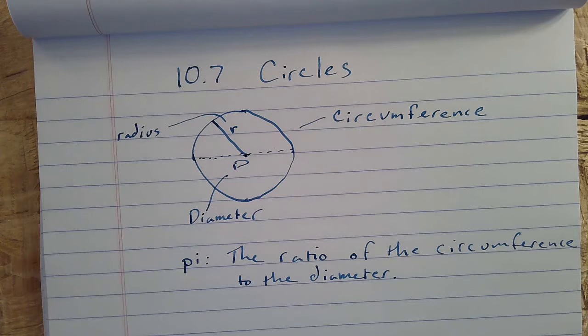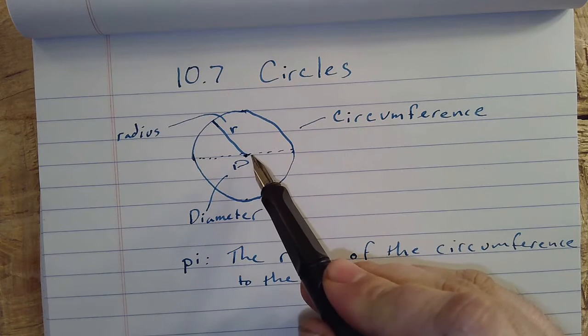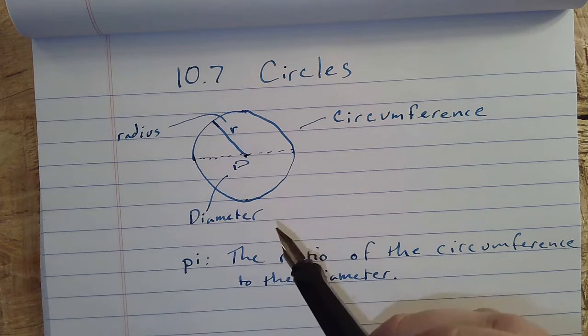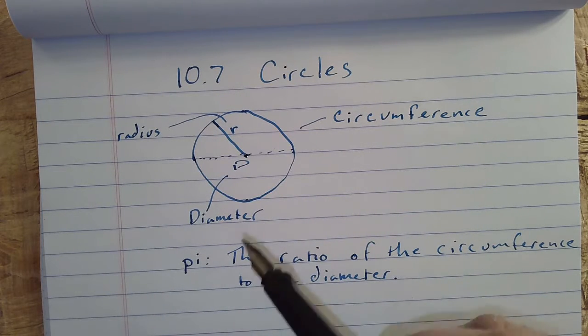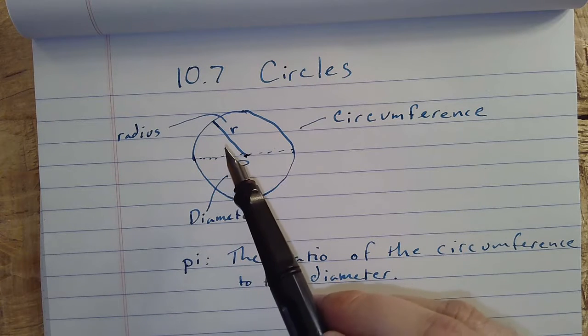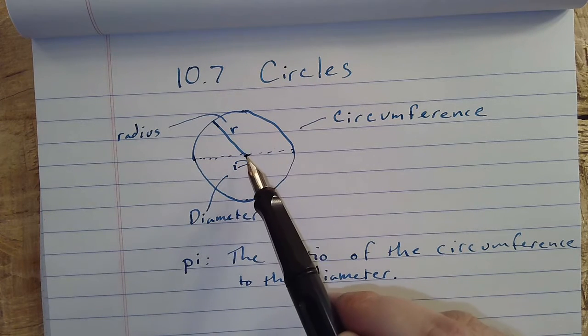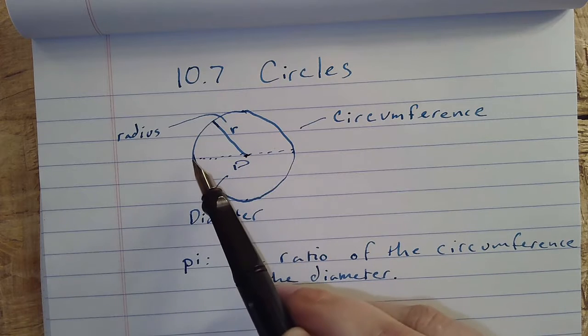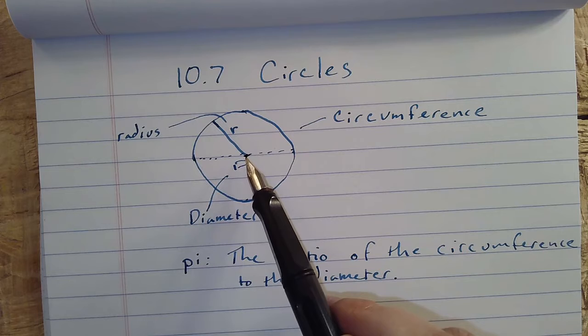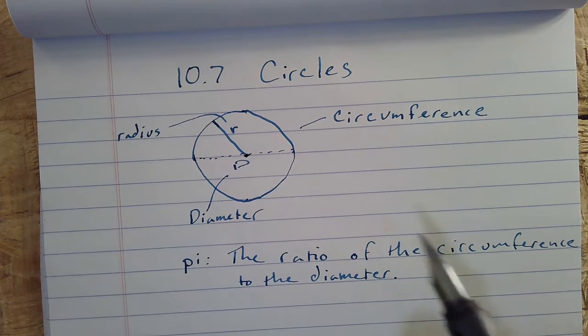A couple things about circles. So our center point is here. From the center to the edge of the circle is called a radius, and then a diameter is going to go the distance across the circle that goes through the center. So if we have a line segment that can go all the way across it and through the center, that is called the diameter.